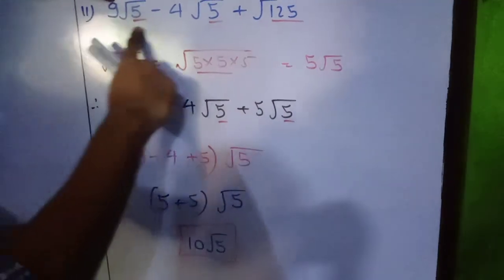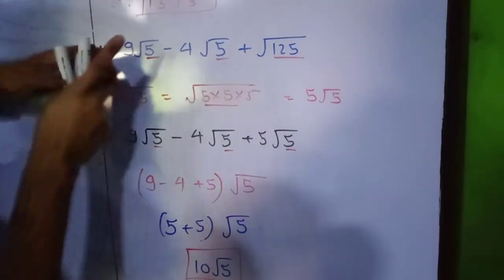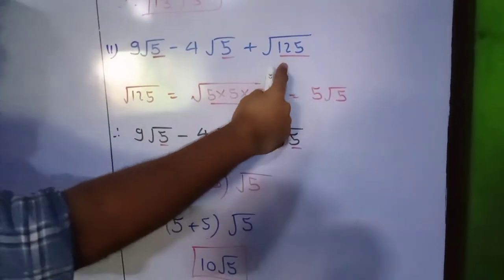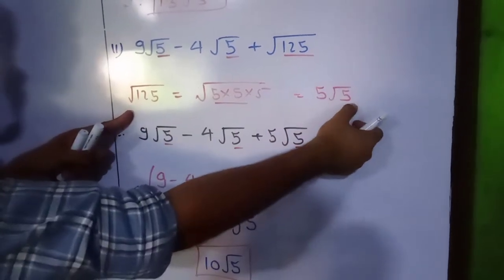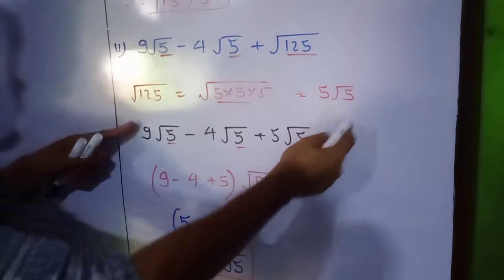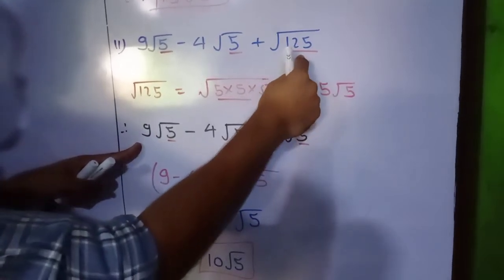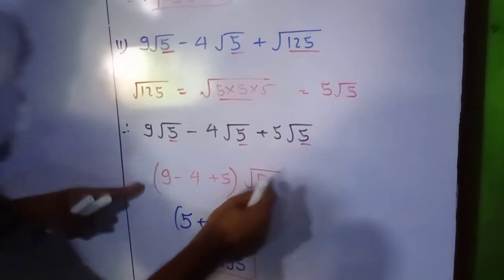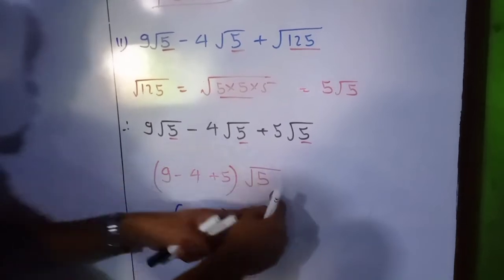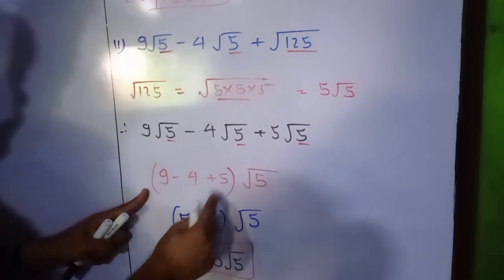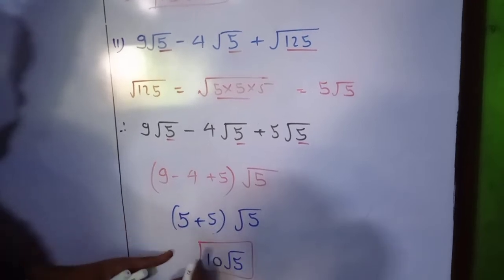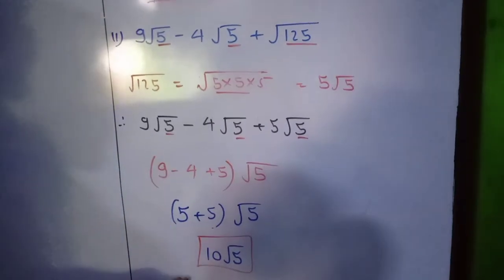Once again, first we compare the radicands. In the last one we have the radicand 125. So we converted it to the radicand 5 like the other surds. Now we put 5 root 5 at the place of root 125, and after that we took root 5 common and all the numbers within a bracket. 9 minus 4 is 5, 5 plus 5 we already have, 5 plus 5 is 10 root 5 is the answer.